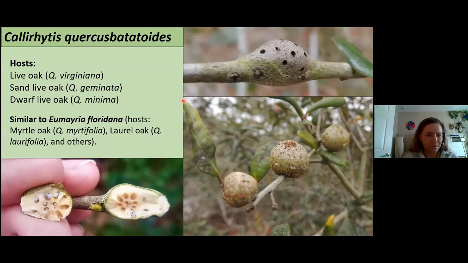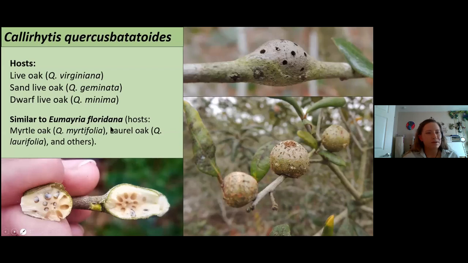Both of these species develop in the actual twigs of the tree. They don't have to change the growth structure all that much. They basically just make it swell up and fill with nice, tasty, moist tissue for the larvae to eat. And then they pop out, leave these nice discernible exit holes. Callirhytis quercusbatatoides prefers white oaks, while Eumayria floridana prefers red oaks. So at least if you know your white oaks from your red oaks, you might be able to get the species of gall.